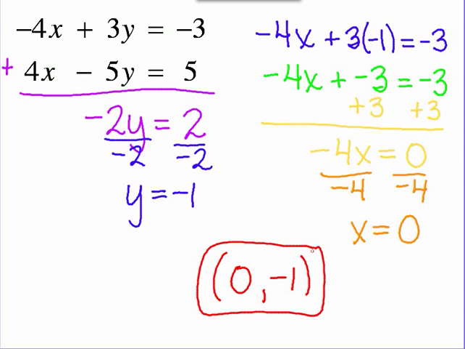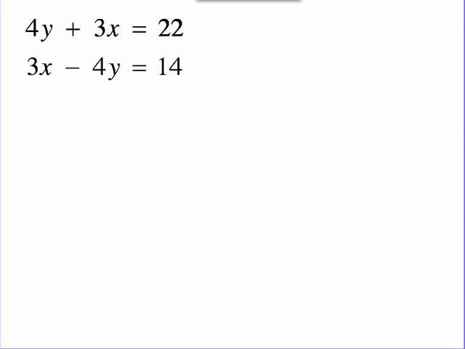Questions? If you get no solution or infinitely many, will you get it on the first one and the second one? Could be both. One or the other. All right, let's look at this one. 4y plus 3x equals 22, and 3x minus 4y equals 14.